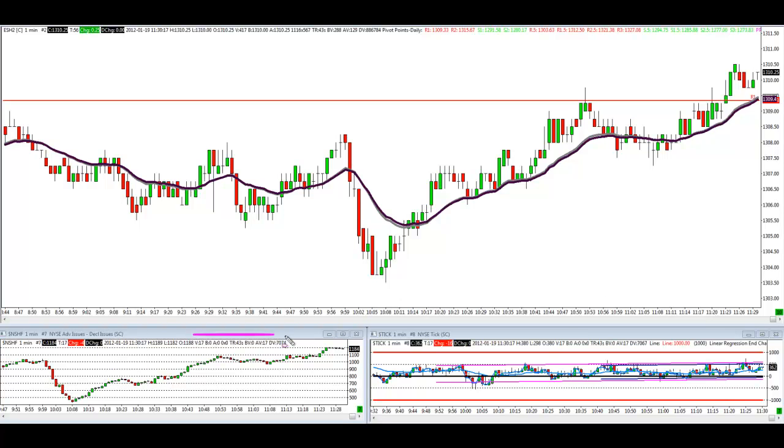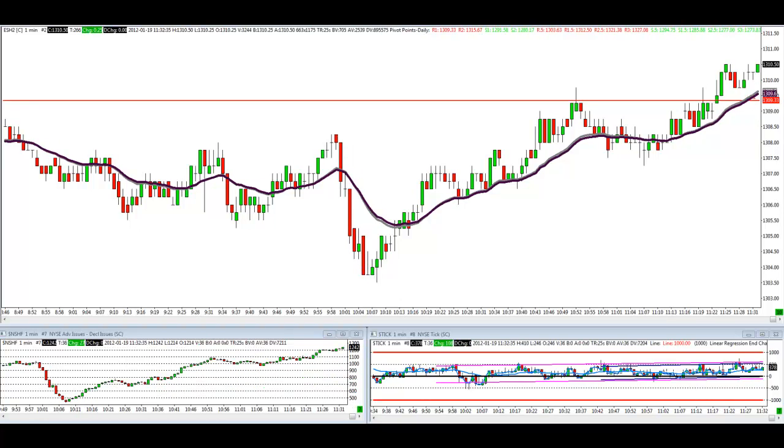As we can see, we've ground higher all morning and we are currently at about positive 1200. Anything over 1000 is generally considered a bullish sign. So definitely bullish on the ADD.